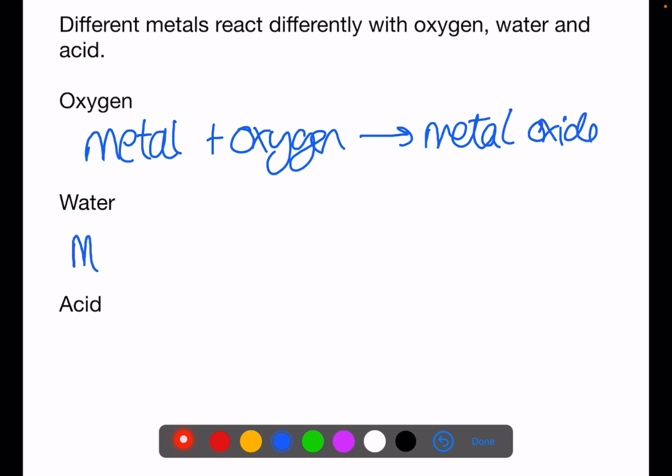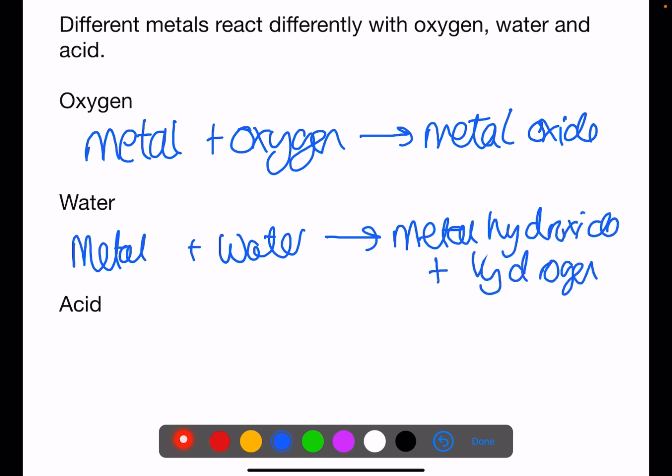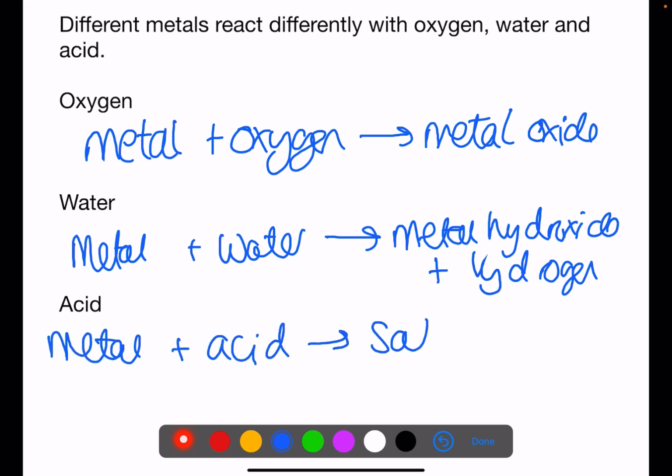If a metal reacts with water, this is the word equation. Metal plus water to give metal hydroxide plus hydrogen. And finally, if a metal reacts with acid, you'll produce a salt and hydrogen.